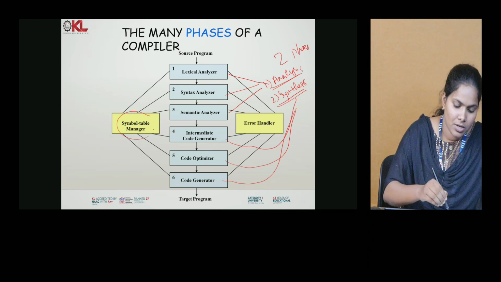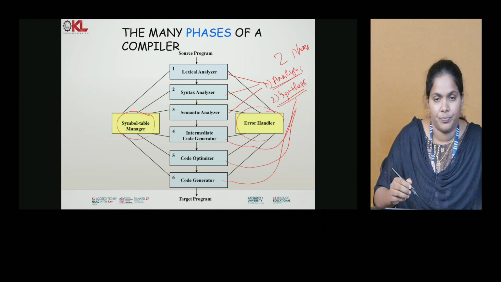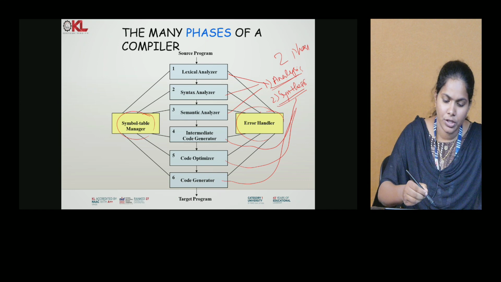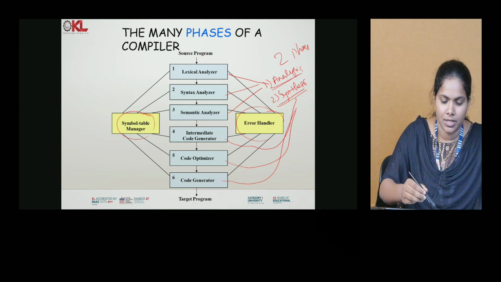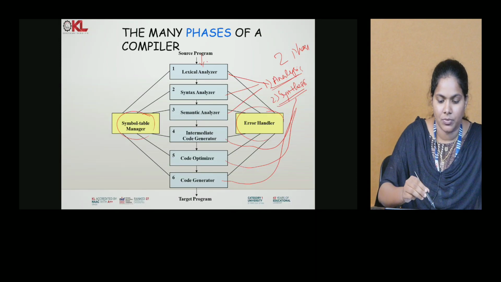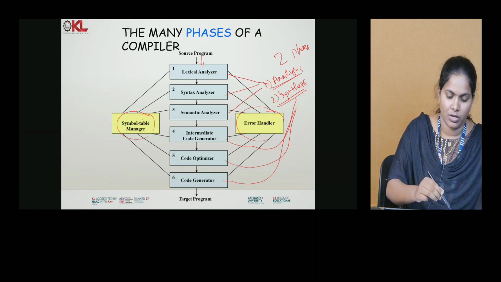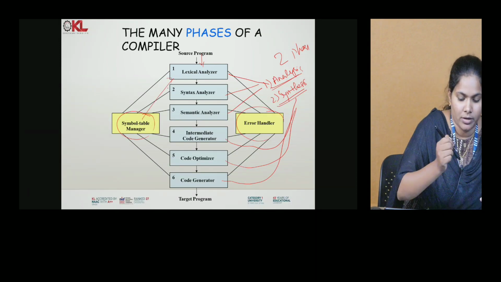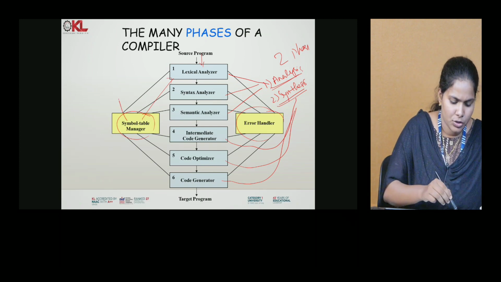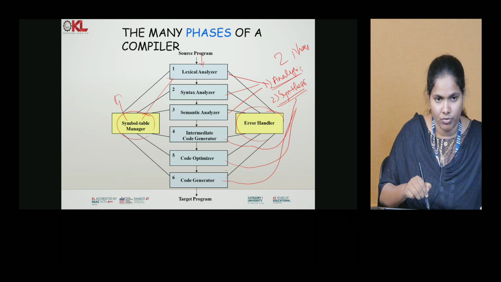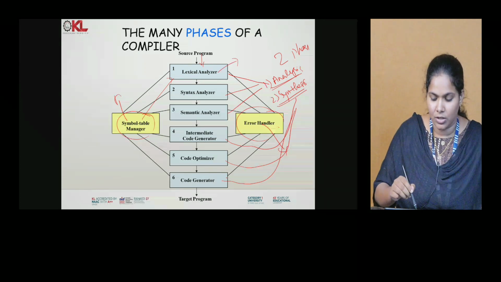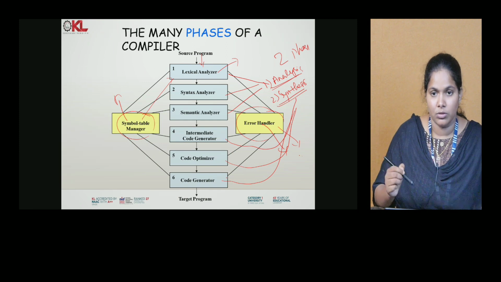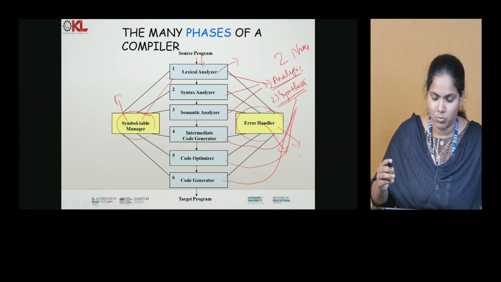And the symbol table and error handler, we will talk about later when we discuss lexical analysis. Then you can understand the symbol table manager. It will store the variables that go through each phase, and the error handler will store the errors that occur in each phase. So that is the main purpose.